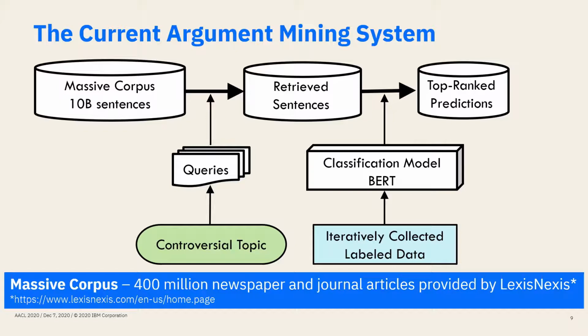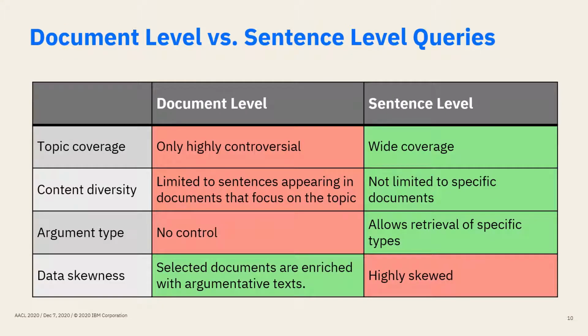To better understand how this end-to-end argument mining solution works, let's have a closer look at the queries. We distinguish between two types of queries: sentence level and document level. In the document-level approach, the topic is usually used as a query and the results are full documents. In the sentence-level approach, the queries can be composed of additional components other than the topic, and the query results are sentences. This table summarizes the pros and cons of each approach.